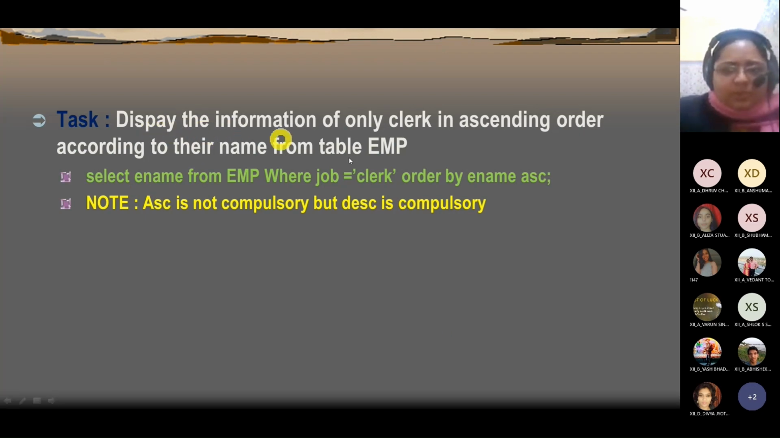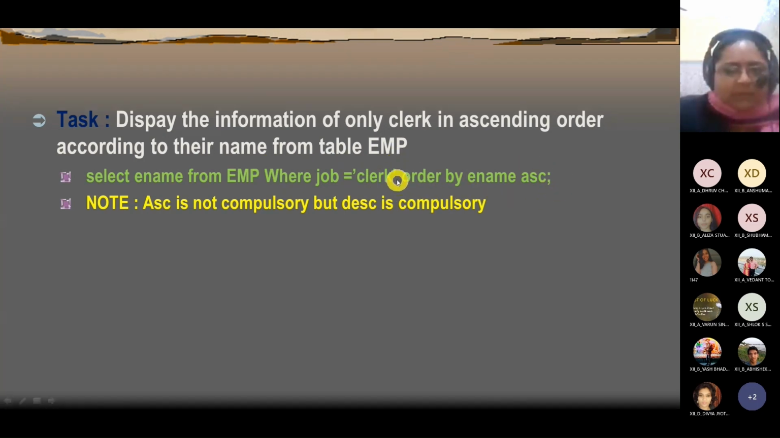Now we will move on. Display the information of only clerk in ascending order according to their name from table EMP. Over here, you can see: select ename from EMP where job is equal to clerk. So I am also using a where clause over here to specify the criteria, and then I am using the order by clause.